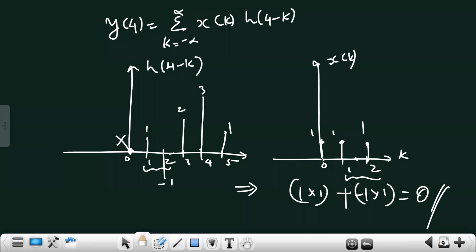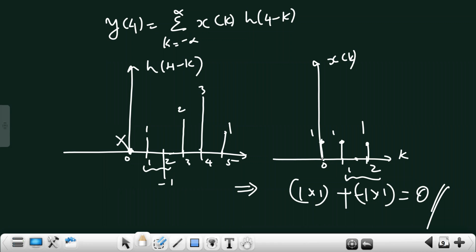The only two times that the signal exists are at time 1 and time 2, because in figure 2, x of k, there are no signals at 3, 4, 5, so that remains 0. So at 1 you have 1 and 1, so 1 into 1, plus at time 2 in the first figure you have negative 1 and in the second figure you have 1, so 1 into negative 1. So 1 minus 1 is 0. Hope that is clear for you. Any doubts? Yes, sir, now clear.